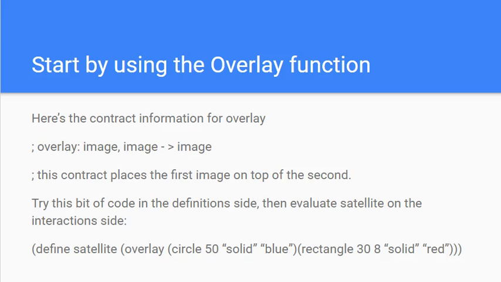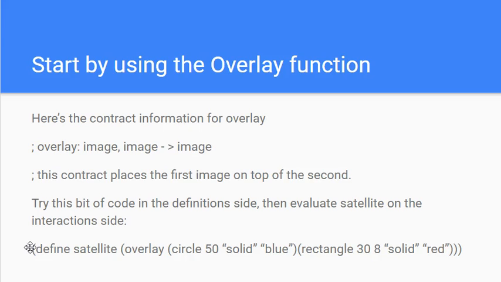I'm going to start with the overlay function. So the way it works, the name is overlay, and you have to put in two images. That's the domain, image, and it produces a single image, which, if you can read here, says: the contract places the first image on top of the second. Now, I want you to try this bit of code on the definition side, then evaluate satellite on the interaction side. So open up WeScheme, get a brand new file going. Don't mess with your game at all.